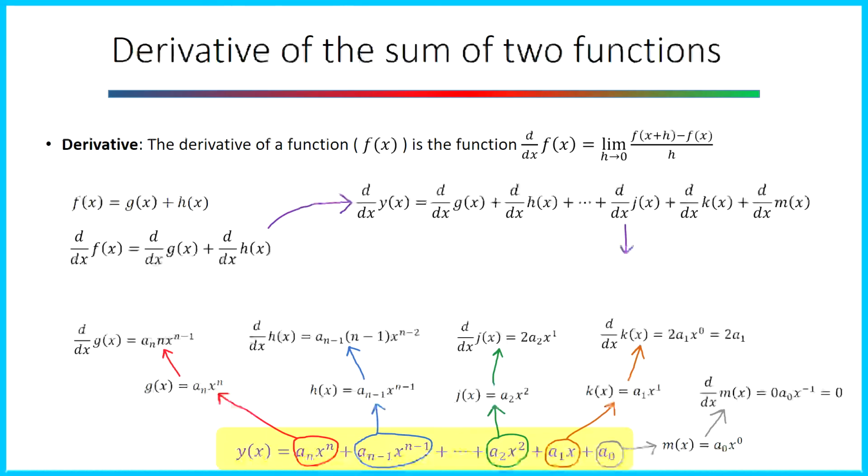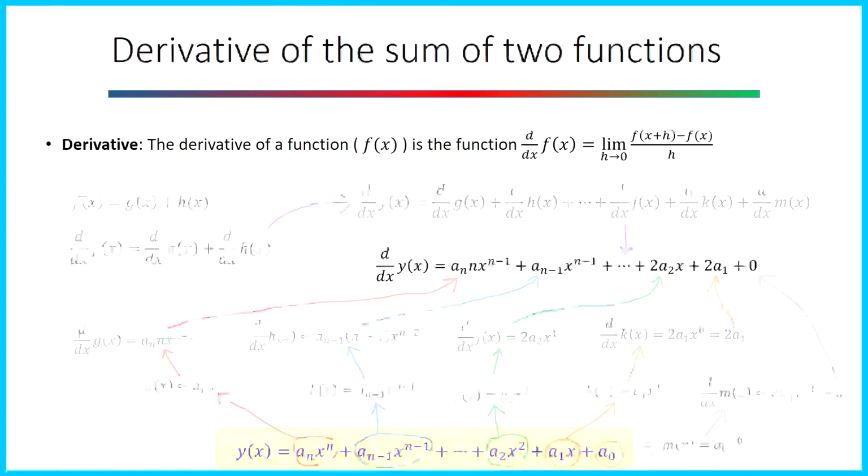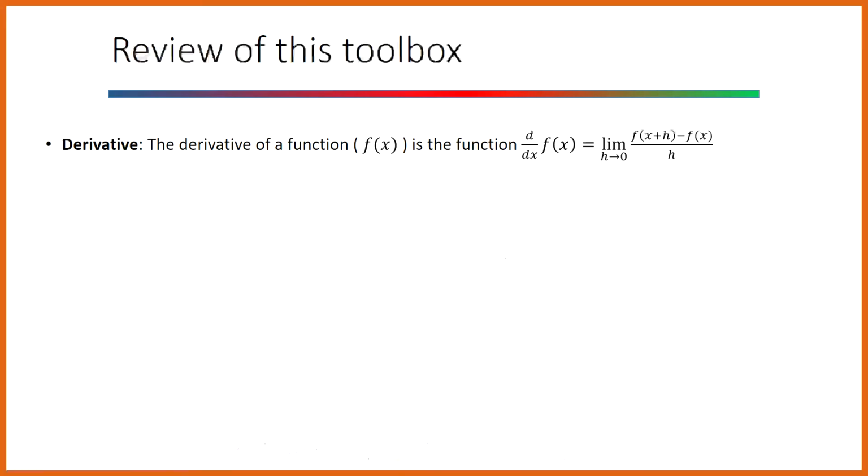We see that the derivative of y of x equals a subscript n times x to the n minus 1 plus a subscript n minus 1 times x to the n minus 1 plus dot dot dot plus 2a2x plus 2a1 plus 0. That's now a very general equation that we can use for computing the derivative of any polynomial function. Don't forget this equation because there are many times when we want to find the derivative of functions that are some variation of a polynomial.